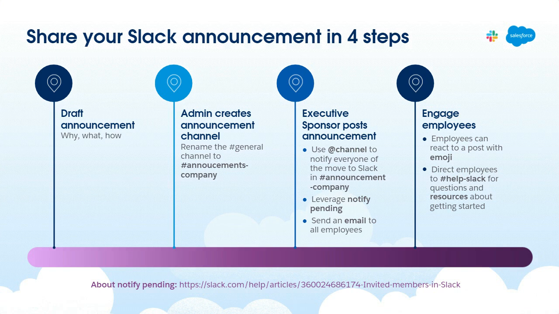Then inform the employees of the why, what, and how that we talked about earlier. Explain why you have made the decision to move to Slack and what benefits the employees should receive by using Slack. Close the announcement with support, pointing the employees to places where they can get help and how they can get started. For step 2, you want to rename the general channel to announcements - whatever your company name would be. This creates an announcements channel inside of Slack to share the company-wide update.